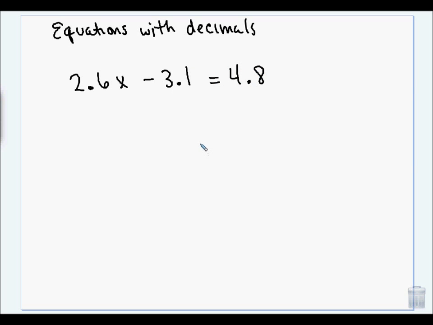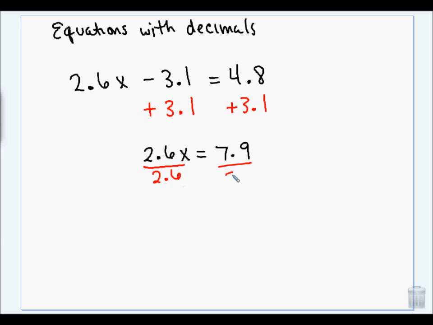Okay. We can solve it with the decimals in there. So to do that, I'm going to add 3.1 to each side to get that x by itself. So I have 2.6x is equal to 7.9. And then I'm going to divide both sides by 2.6. Well, I don't know what that is, so.